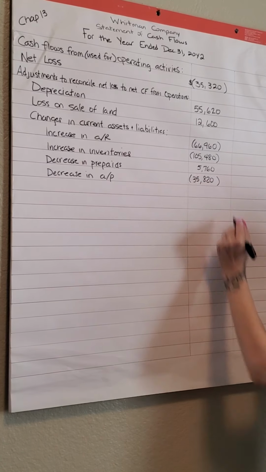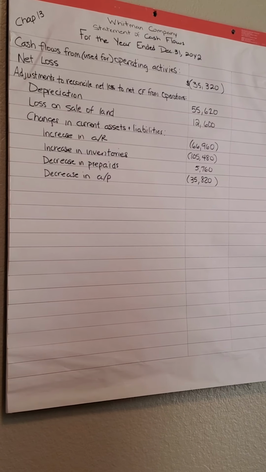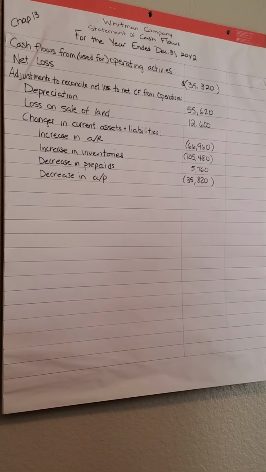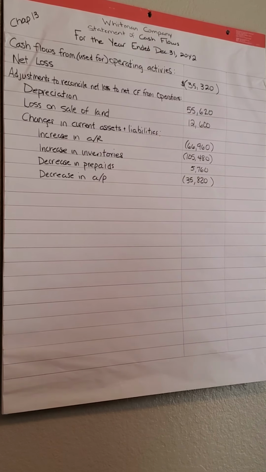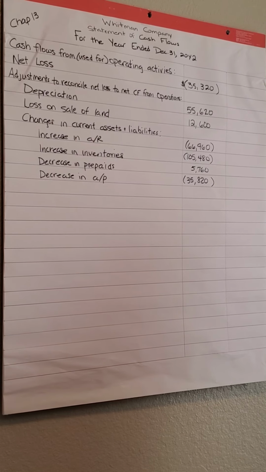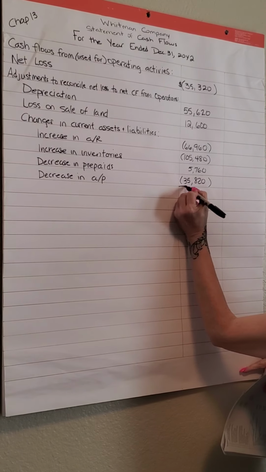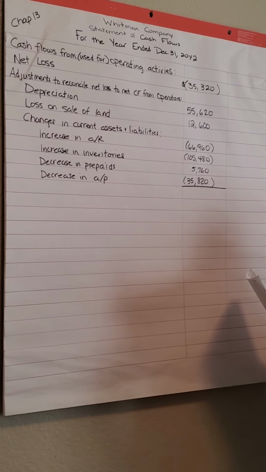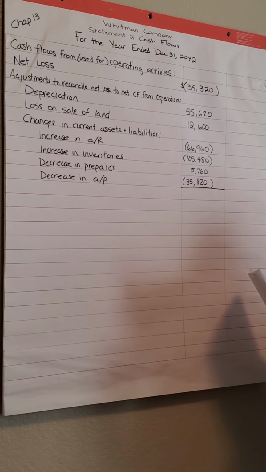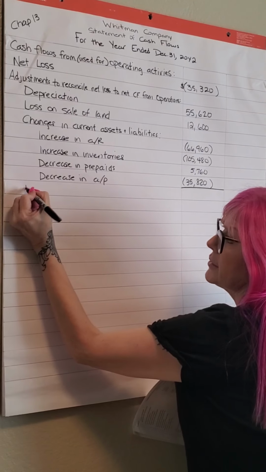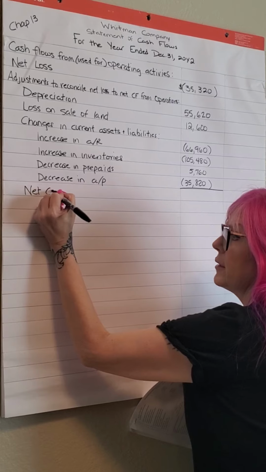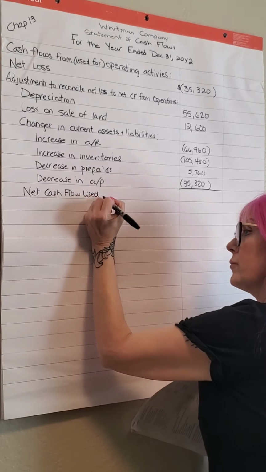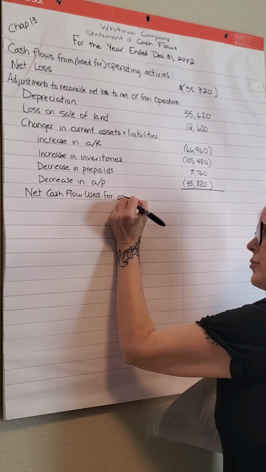$35,820. And if you get confused while you're doing your problem, there's a really good exhibit that shows how you add or subtract things when doing this statement, the cash flows from operating activities using the indirect method. So those are all the items that we have. And so now, once we subtract and add everything back in, what we're going to find is that we have a net cash flow used for operating activities. So we're going to end up with a net cash flow used for operating.